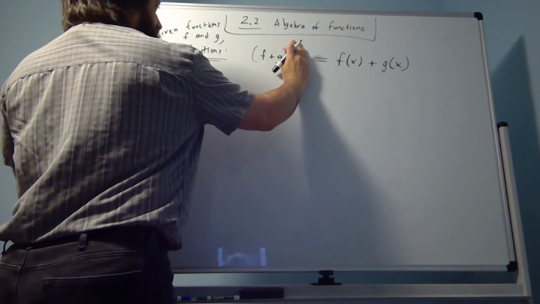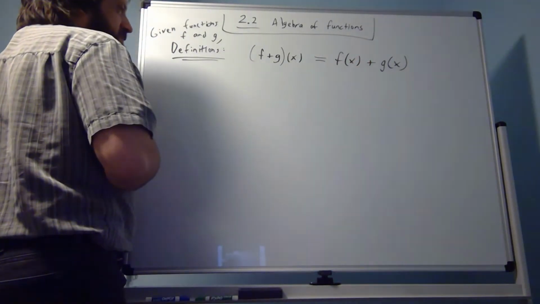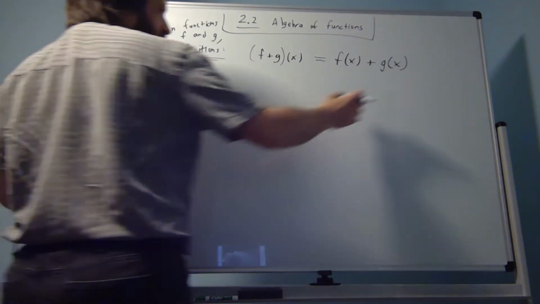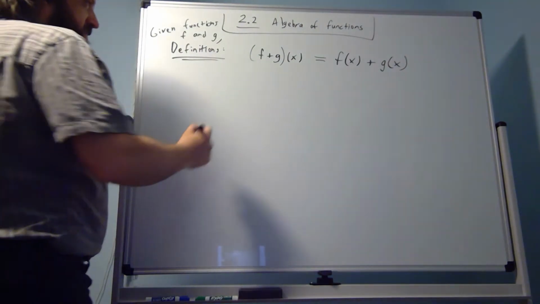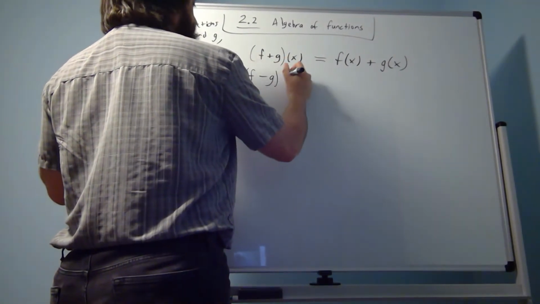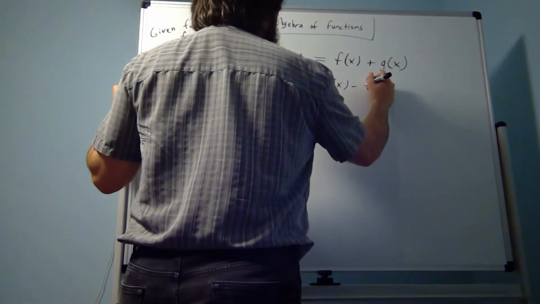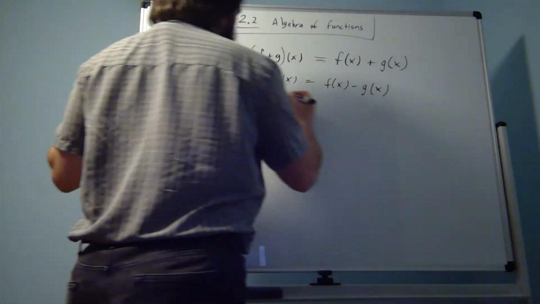So f plus g is just another function. What does it do to a number? Well, you take f of that number, and then you also take g of that number, and you add the two results. And it's the same for any operation. Conceptually this is new, but it's pretty intuitive.